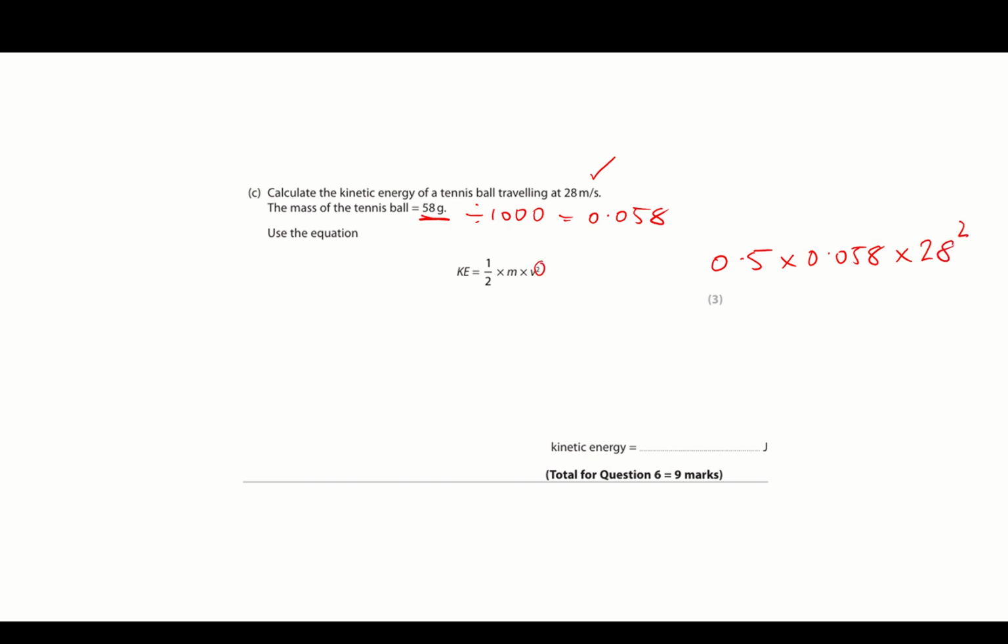And that is the bit that people mess up. So 28 squared is 784. And that comes to 22.7 joules. I think I've made an error typing it down. One of those is right, one of those is wrong. But when you practice that in your calculator, you'll see where that comes from.